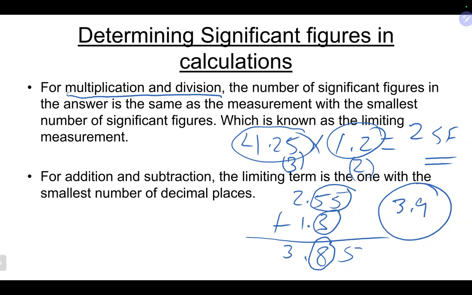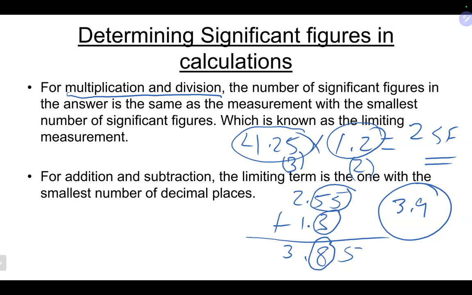Any questions on that? 3.9 has 1 decimal place, but how many significant figures does it have? It has 2, and that's really important in case you take that number and continue on with more calculations where maybe you're multiplying and dividing. You can absolutely have multiple things happening at once in a calculation.